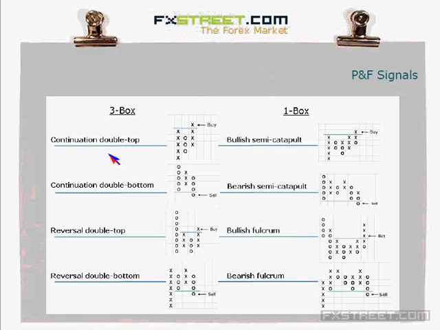We see the continuation double top is equivalent of the bullish semi-catapult. The continuation double bottom is the bearish semi-catapult, and the reversal double bottom being called the bullish fulcrum, and the reversal double top being called the bearish fulcrum. Okay, so this table should help in order to recognize them once again.